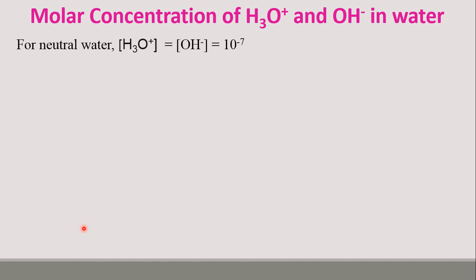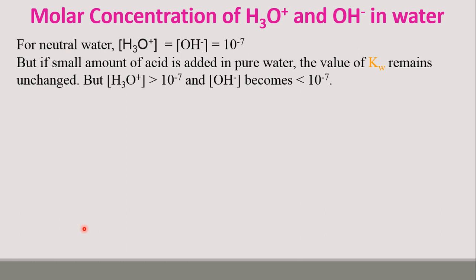For neutral water, the concentration of both ions equals 10 to the power minus 7. But if water is acidified by adding a small amount of acid, then the concentration of hydronium ion will increase. But we know that at 25 degrees Celsius, the value of Kw remains constant, that is 10 to the power minus 14. So, if the concentration of hydronium ion is increased, then the concentration of hydroxyl ion will decrease.